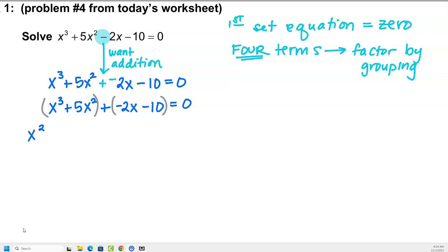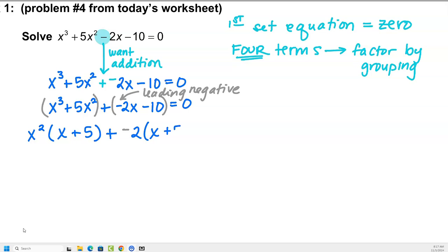So I'm going to take an x squared out. So x cubed divided by x squared is x. 5x squared divided by x squared is 5 plus, okay, and then what's the GCF in the second group? Good job. Okay, so I see the leading negative here. So you always factor that out, and it is going to be 2. And so that leaves me with, let's see, negative 2x divided by negative 2 is x, minus 10 divided by negative 2 is plus 5, equal to 0.